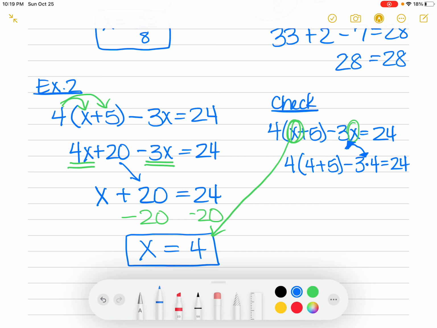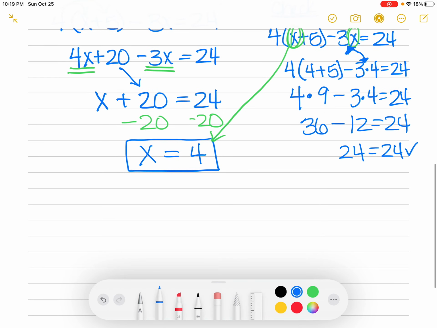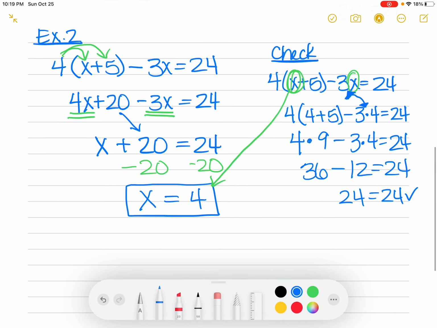And to solve this right here, I do not need to do distributive property. What I need to do is add the inside, the parentheses, which is 9. So remember your order of operations. You're going to add inside your parentheses. Now I have a lot of multiplication, so I have 36 minus 12 equals 24. And that's right, 36 minus 12 is 24. Okay, that's it for that problem.